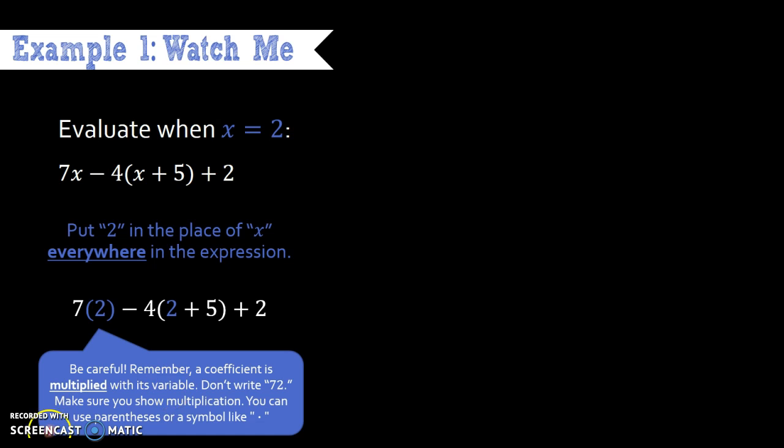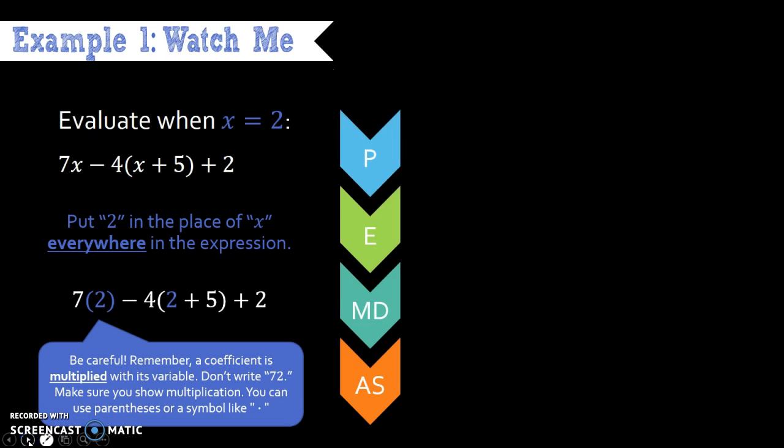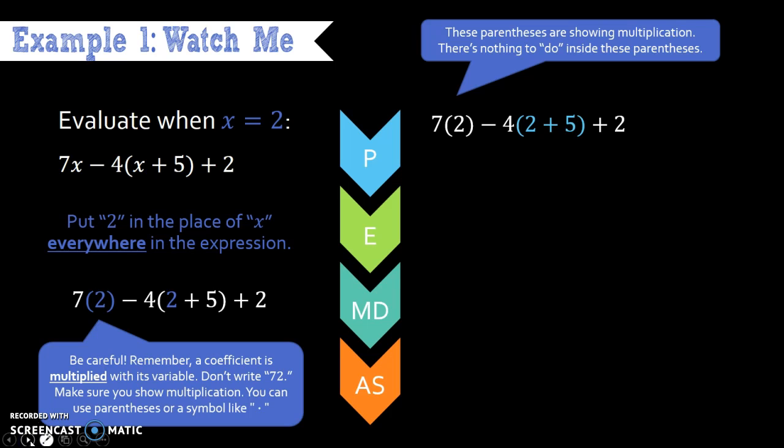If my cursor would pop back up. We're going to use the order of operations to finish working this thing out. So the order of ops tells us to do parentheses first. That means the 2 plus 5 in parentheses is going to be worked out first. The first set of parentheses is how I'm showing multiplication. There's nothing to do inside those parentheses, so those don't really count. Let's go ahead and work out the 2 plus 5.